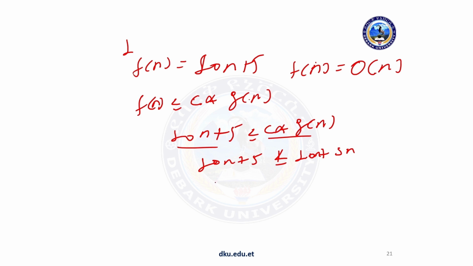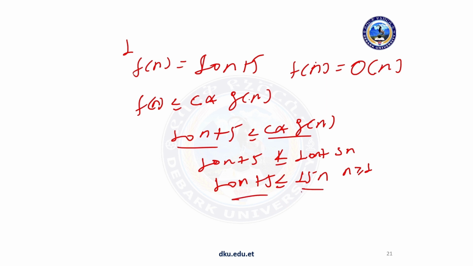Then 10n plus 5n is less than or equal to 15n, right? 15n. So this is always true when the value of n is greater than or equal to 1. So when we replace n with 1, 10 plus 5, which is equal to 15, is less than or equal to 15. That is true. When we take the value of n as 2, it is obviously still true.